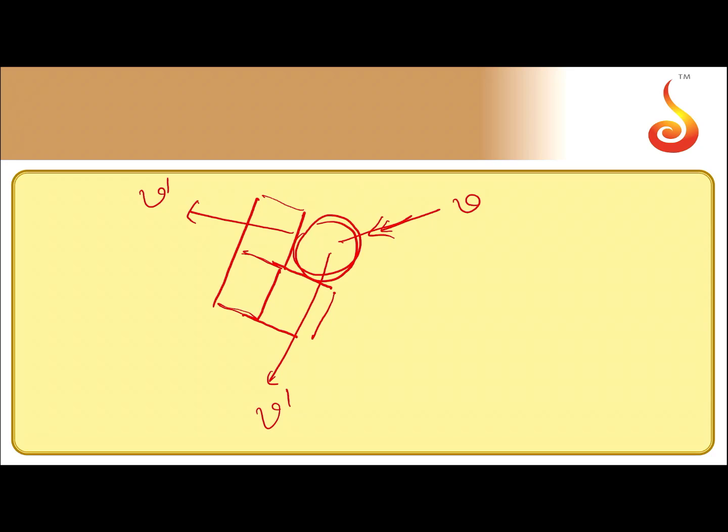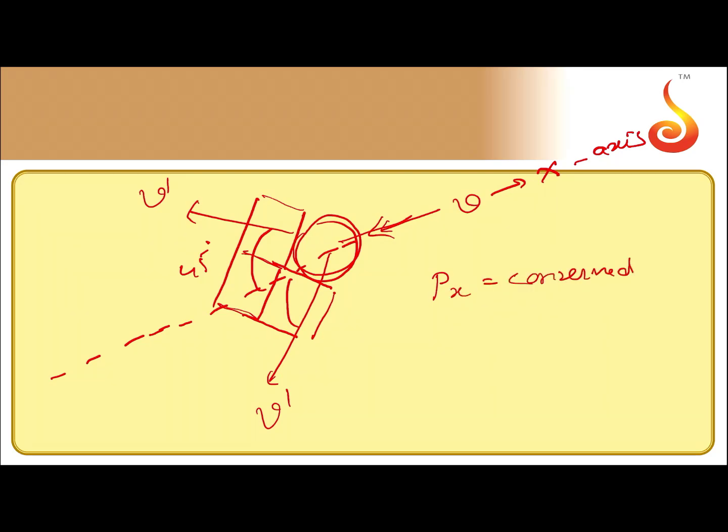Correct? And clearly with respect to this line, this angle is 45 degree, isn't it? This angle is 45, and this is also 45. So now let us conserve the momentum along this line. Say I'll call this the x-axis. So momentum along x direction is conserved. What is the initial momentum? Initial momentum is mv. That must be equal to mv dash cos 45 plus mv dash cos 45.